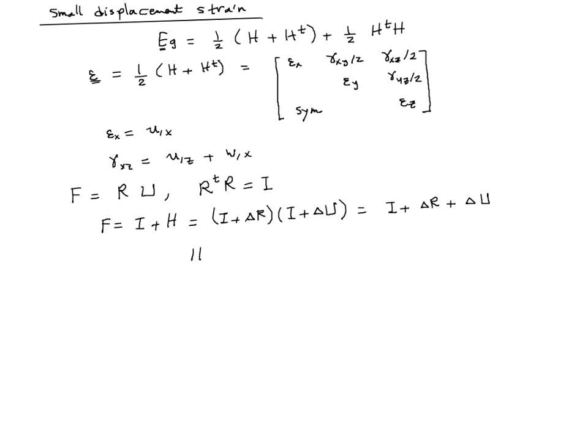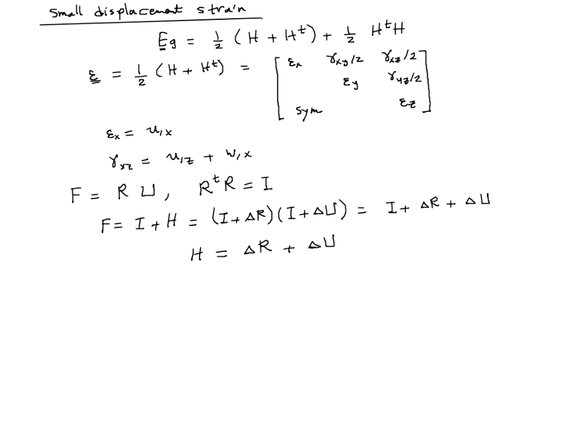And from this we can write that H, which is our displacement gradient, is approximately equal to delta R plus delta U. So now, instead of thinking about it in multiplication terms, which is the large deformation case, for small displacements, we just say that the displacement gradient, which measures the local deformation, is just the sum of a contribution from rotation and a contribution from stretching. So it is much simpler than multiplication.